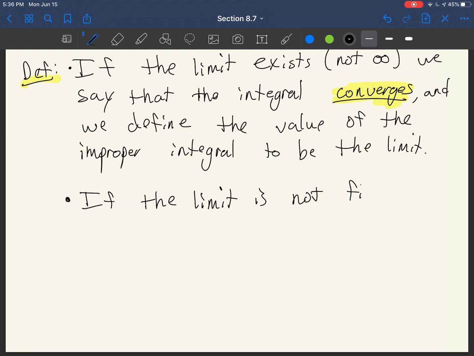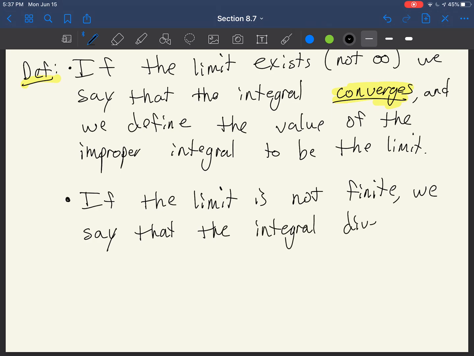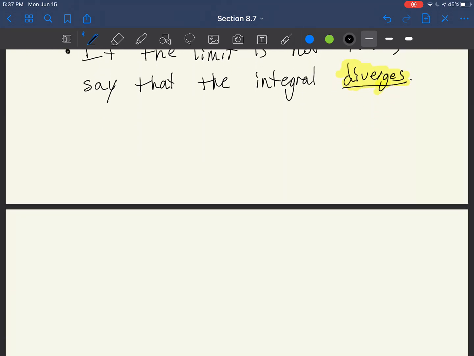If the limit is not finite, we say that the integral diverges. And in this case, that means that the area under the curve is infinite.